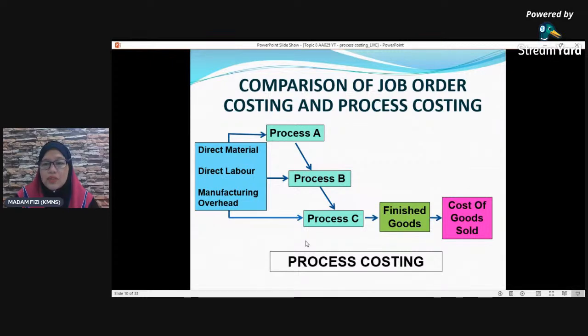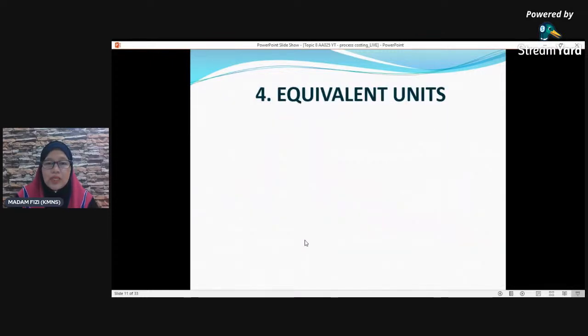Next we continue to equivalent unit. Saya nak awak fokus in this equivalent unit. You have to understand what the equivalent unit is. In BM, equivalent unit is unit setara. Unit setara. Sebab dalam process costing kita akan banyak guna equivalent unit.